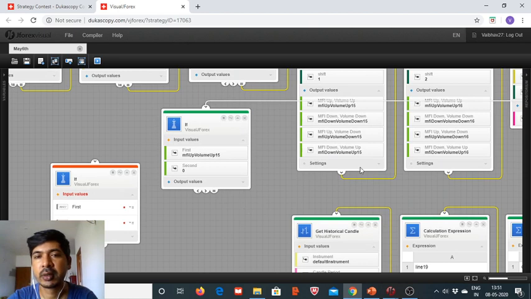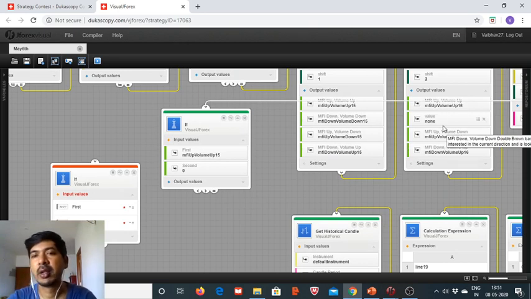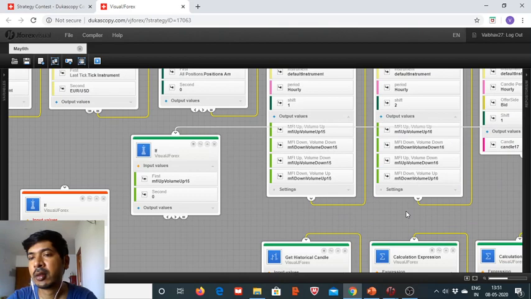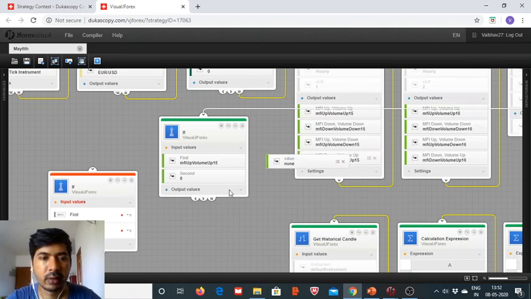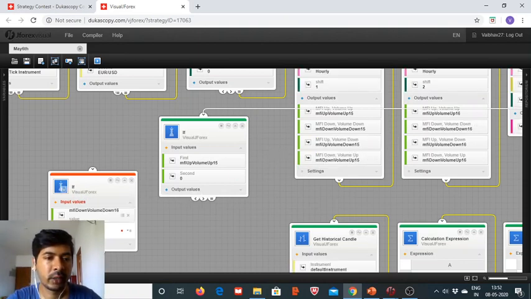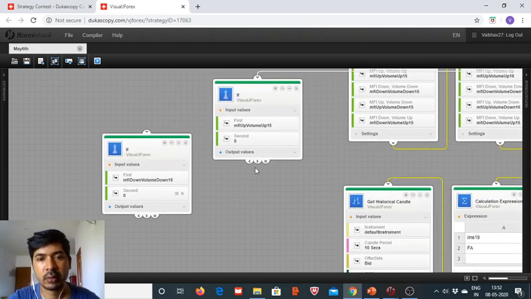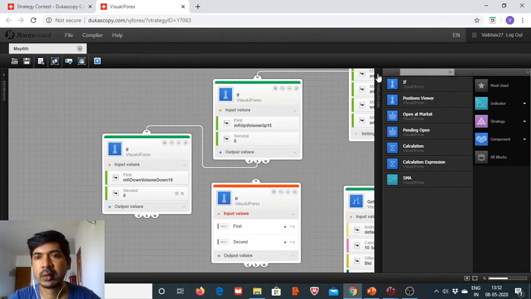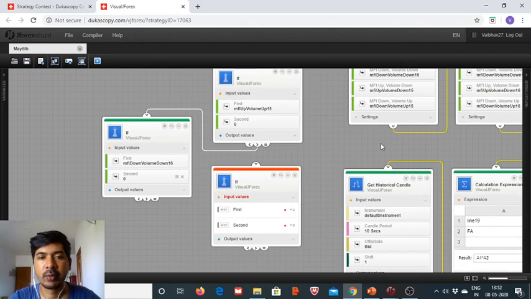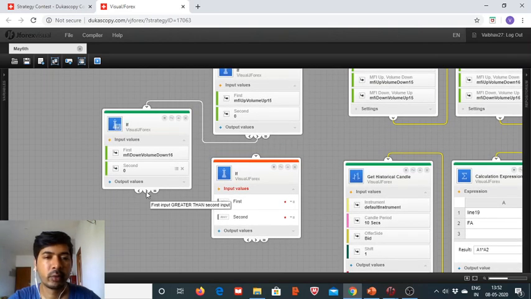Now shift 2 candle. Now we need MFI down, volume down 16 to be greater than 0. So it should be greater than 0, and third block should also be greater than 0. And we take this and MFI down, volume down, also needs to be greater than 0.